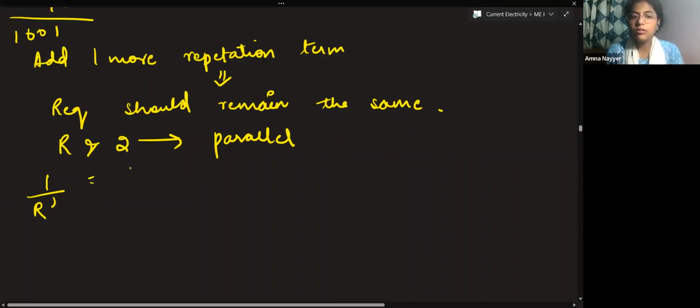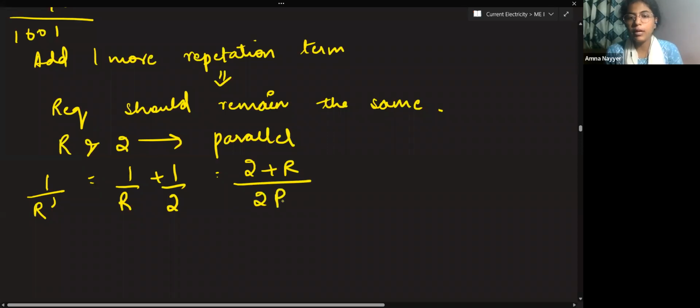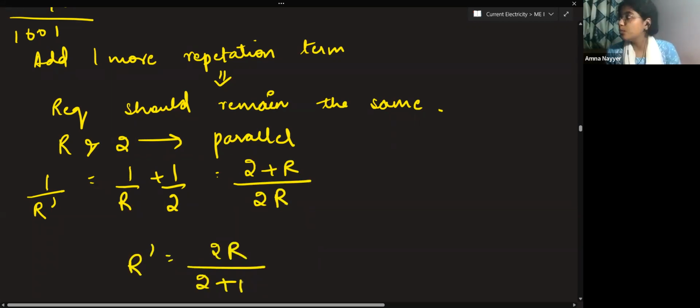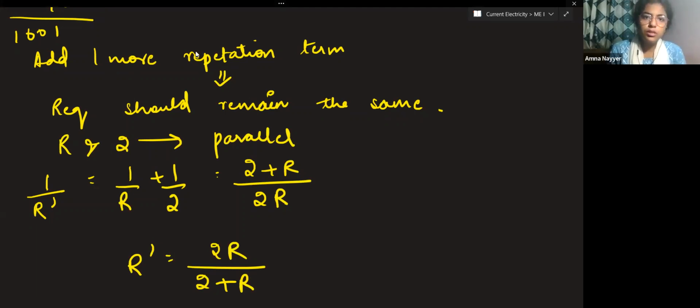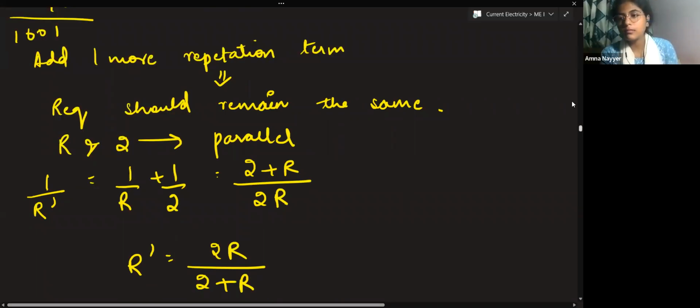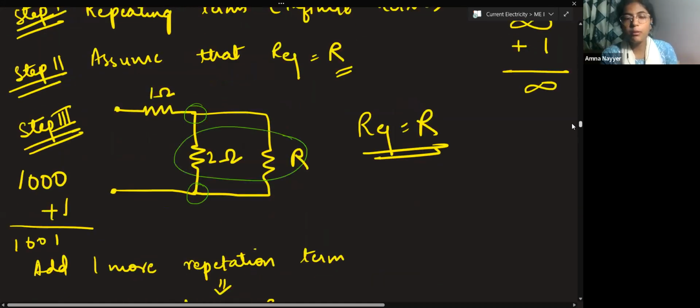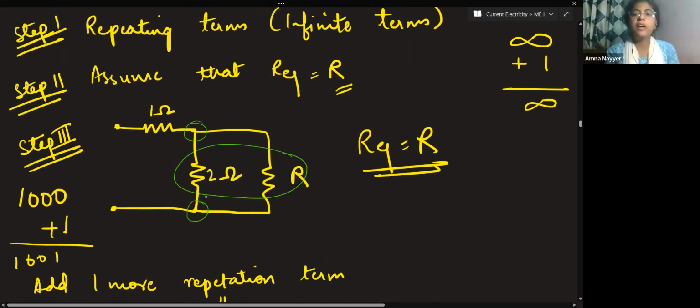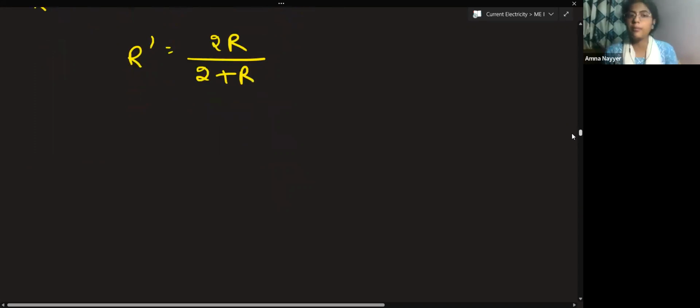So 1 by R dash will be what? 1 by R plus 1 by 2. So this becomes 2 plus R divided by 2 multiplied by R. This is 1 by R dash. So what will be the resistance? It will be 2R divided by 2 plus R. Now let's reduce the circuit a bit. See, from here these two have been eliminated, only 1 ohm is left. Instead of both the 2 and R, I have a single resistor R dash with me now. So this is the 1 ohm resistor, and here this is R dash.